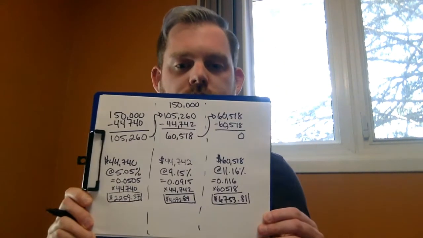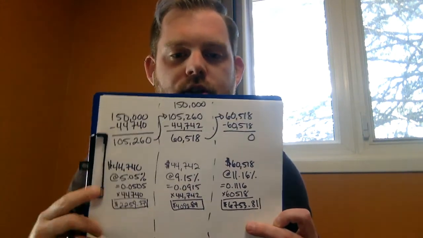So we have, just like in our federal level, our 3 income tax obligations. 1, 2, and 3. So now we need to add them all together to find out our total provincial tax income obligation. So $2,259.37 plus $4,093.89 plus $6,753.81 gives us a total of $13,107.07. And so we have, get rid of the calculator, boom, our provincial tax obligation is done.